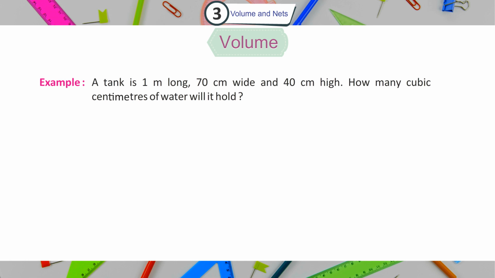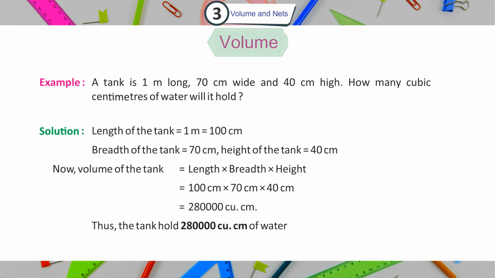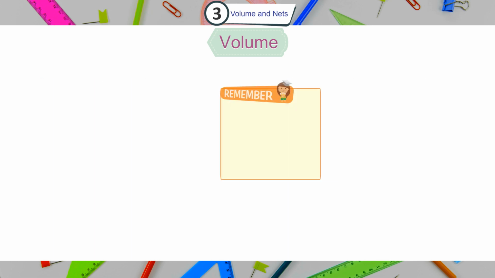Example: a tank is 1 meter long, 70 centimeter wide, and 40 centimeter high. How many cubic centimeters of water will it hold? Solution: length of the tank = 1 meter = 100 centimeter. Breadth of the tank = 70 centimeter. Height of the tank = 40 centimeter. Now volume of the tank = length × breadth × height = 100 centimeter × 70 centimeter × 40 centimeter = 280,000 cubic centimeter. Thus, the tank holds 280,000 cubic centimeter of water.